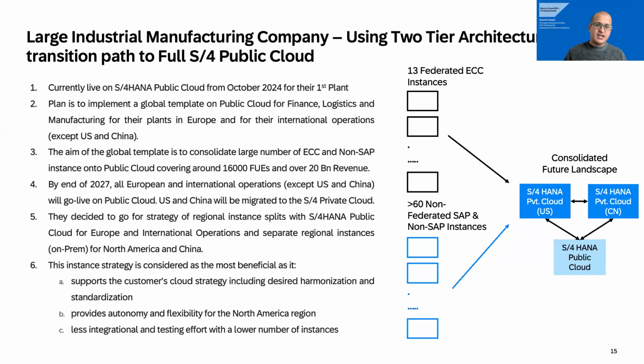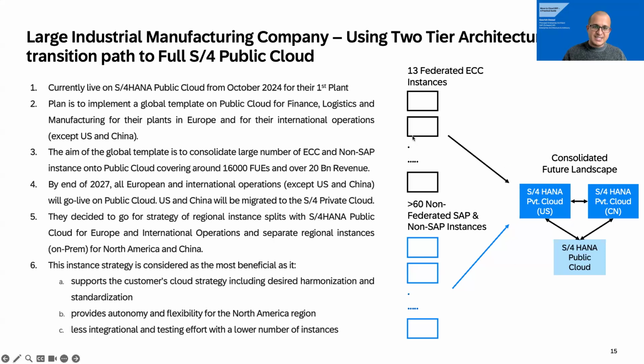Okay, so they are currently live on public cloud since October with their first plant, and the plan is to implement this template globally for logistics, finance, and manufacturing for Europe and international operations. The ultimate aim of the public cloud global template is to consolidate a large number of ECCs and non-SAP systems into public cloud, covering around 1,600 FUEs and around 220 billion revenue.